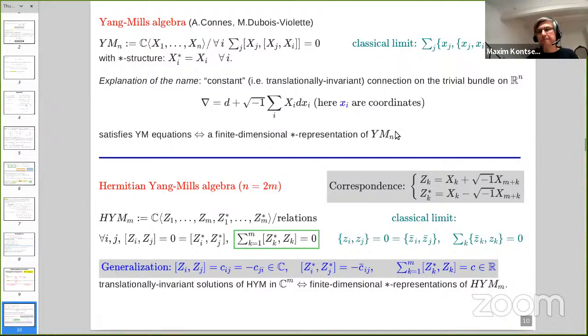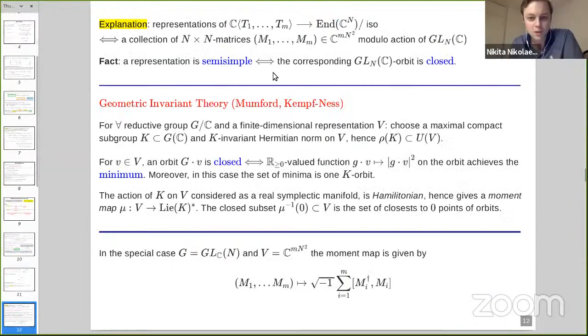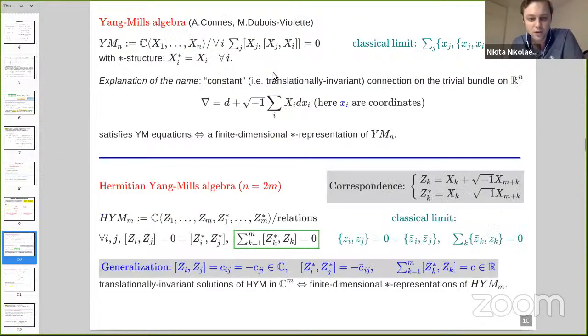Maxim, there's a question in the chat. Yeah. The question is: is your Hermitian Yang-Mills algebra just a pre-projective algebra? No, because I have the equations that they commute. No, it's not a pre-projective algebra. It contains the algebra of polynomials in m variables. The pre-projective algebra will arrive very soon, just on the next slide.